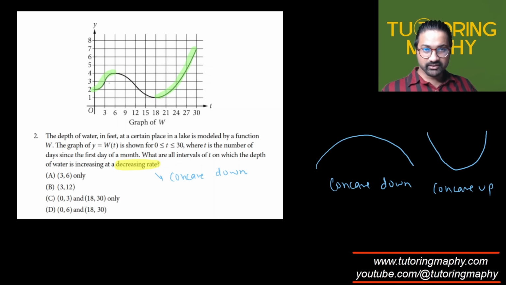Now here there are two portions if you look carefully. From 3 onwards it's a frowning face, but 0 to 3 is a smiling face. So the answer should be 3 to 6, because from 3 to 6 we can clearly see that this is a frowning face, and a frowning face is concave down, and that's what we want. So the answer is going to be option A, which is 3 to 6 only. That was a really good question. I hope that makes sense.